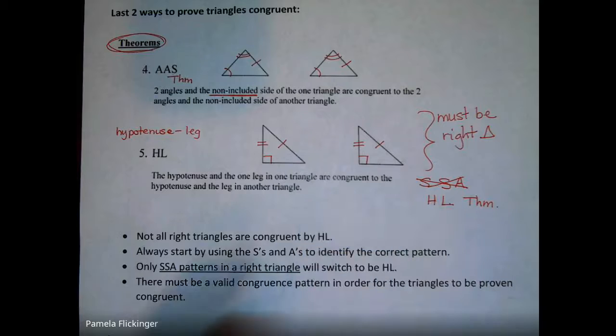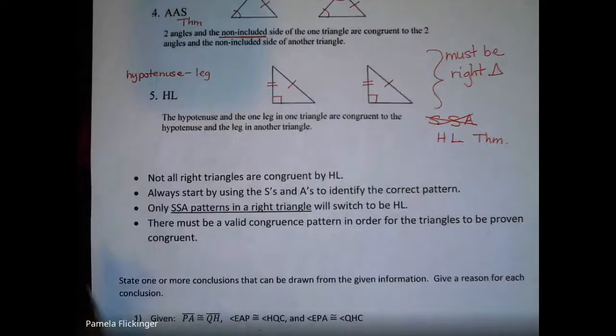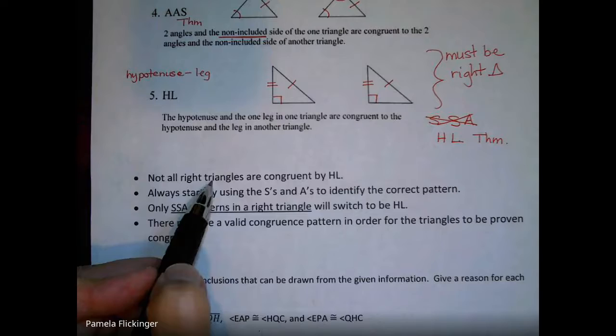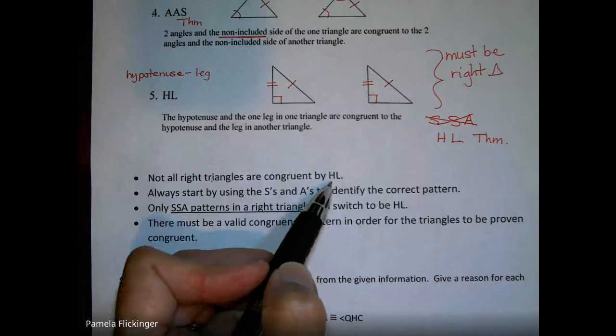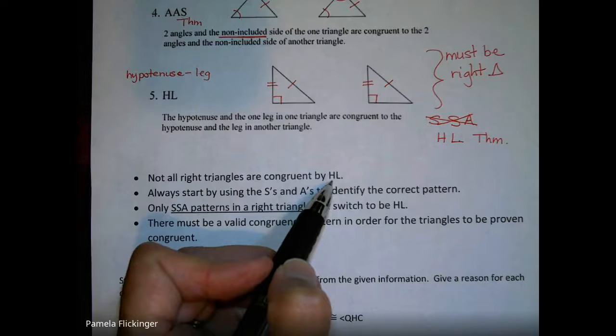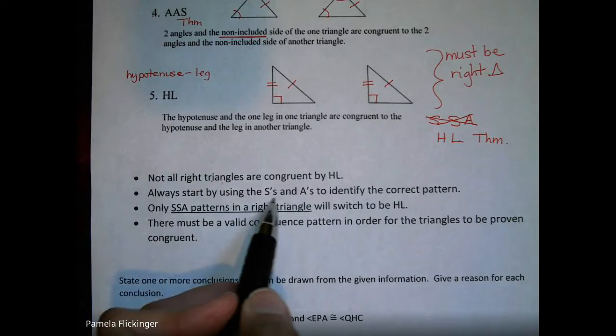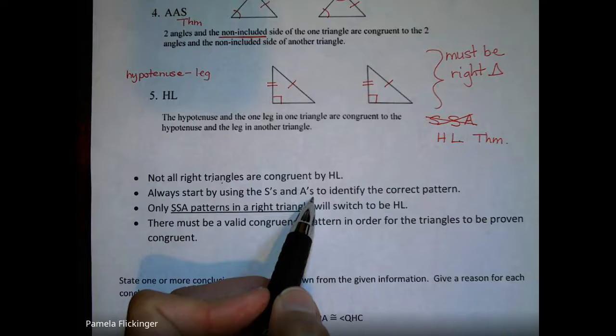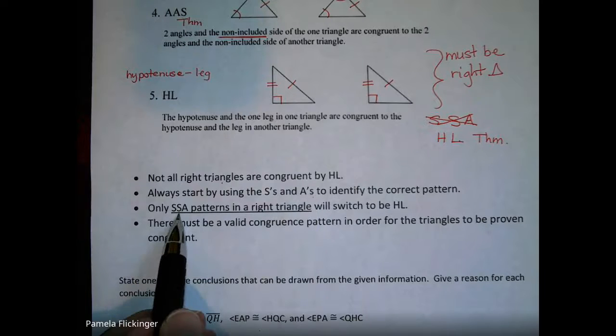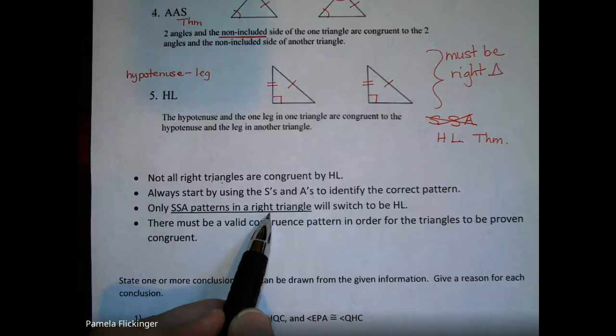All right, so real quick, some reminders. Not all right triangles, though, are going to be congruent by hypotenuse leg. You have to look at the sides and the angles and the S's and A's, because it might just end up being a normal old side angle side pattern or angle side angle pattern. It doesn't have to be HL simply because it's a right triangle. All right, so as I just said, always start with the S's and A's to get the correct pattern. Only the side-side angle pattern in a right triangle is going to switch.